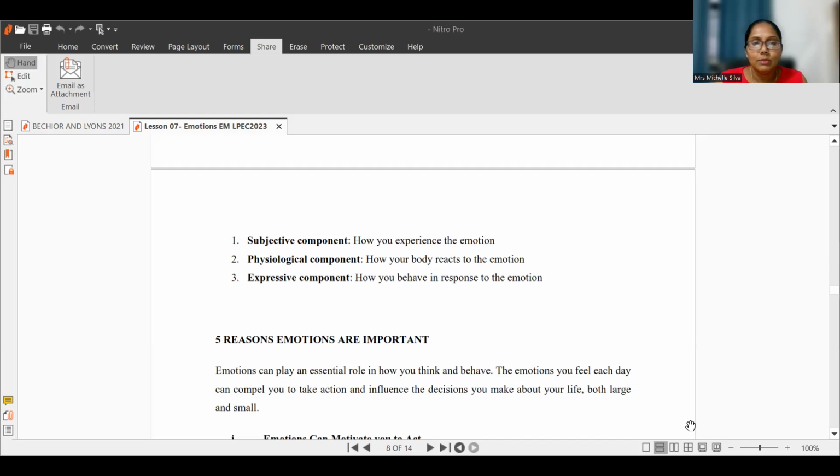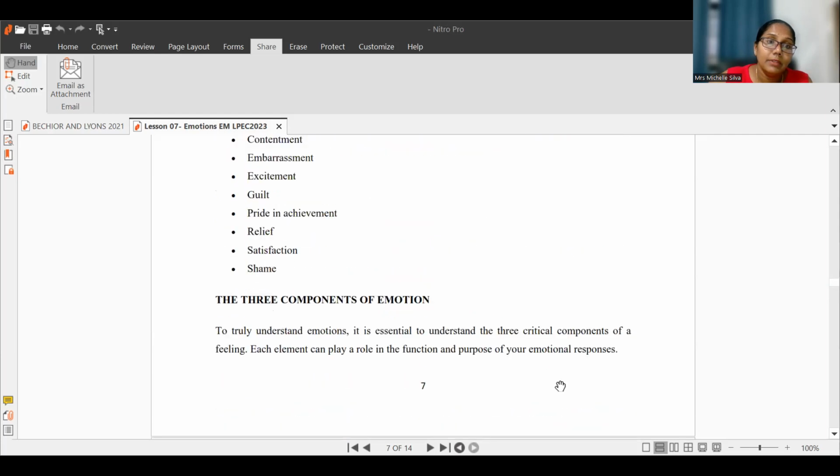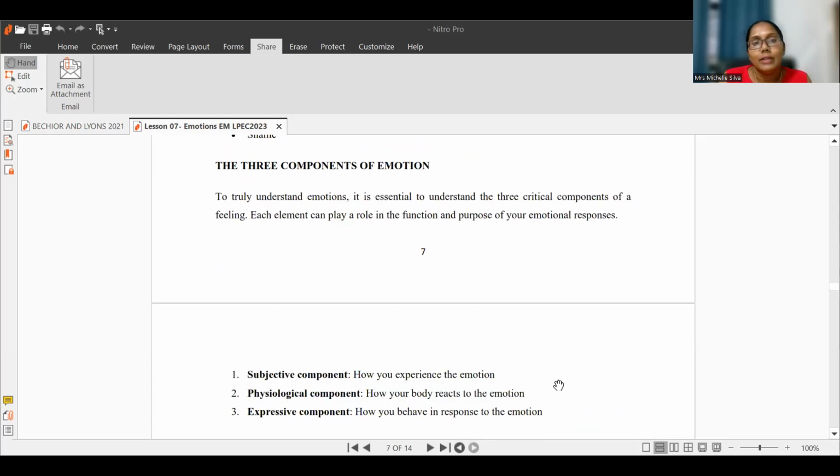So now I'm going to discuss the 3 components of emotion. In order to understand emotion, it is essential to understand the 3 critical components of the feeling of emotion. When we talk about emotion, there are 3 types. First one is subjective experience. That means how you experience the emotion. That is the cognitive part. Then physiological, how your body reacts to the emotion. Then the expressive component, how you behave in response to that emotion.